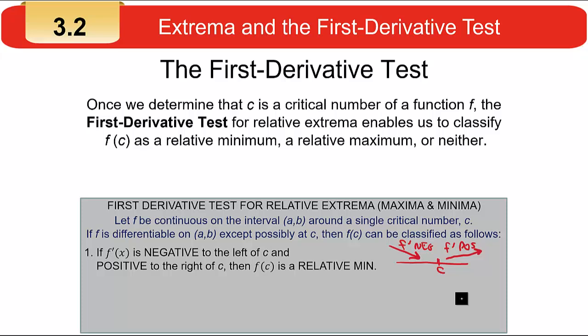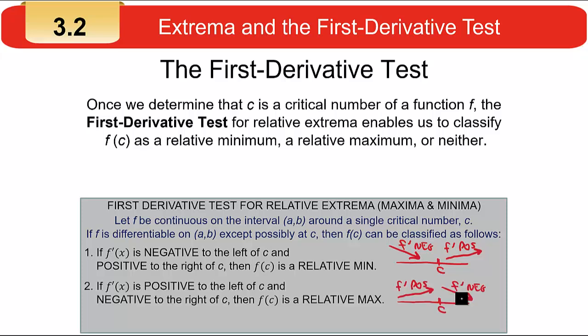Down to the left, up to the right. A negative derivative value to the left, a positive derivative value to the right. You found the x coordinate of a relative minimum. If it's reversed, if the derivative is positive on the left and negative on the right, that's up, down, then you've located the x coordinate of a relative maximum.